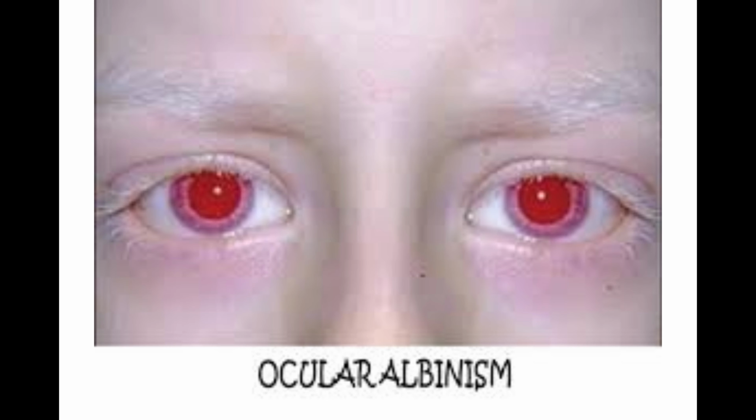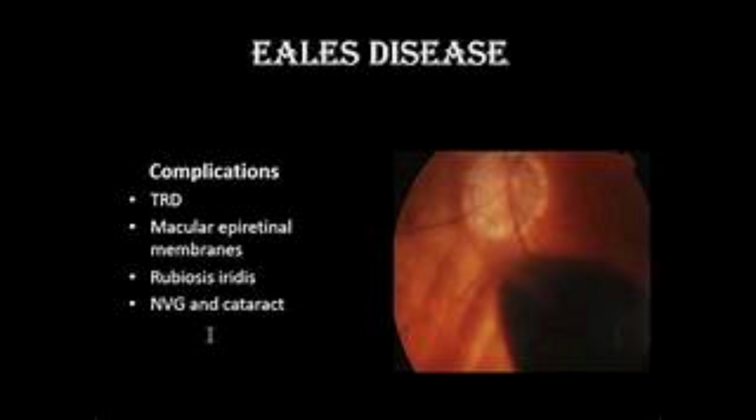Ocular albinism. Ocular albinism is a genetic condition where there's a lack of pigment in the eyes, affecting vision and causing problems with visual acuity and sensitivity to light. Eales disease. Eales disease is a rare retinal disease characterized by inflammation and abnormal blood vessel formation in the retina, which can lead to vision loss.